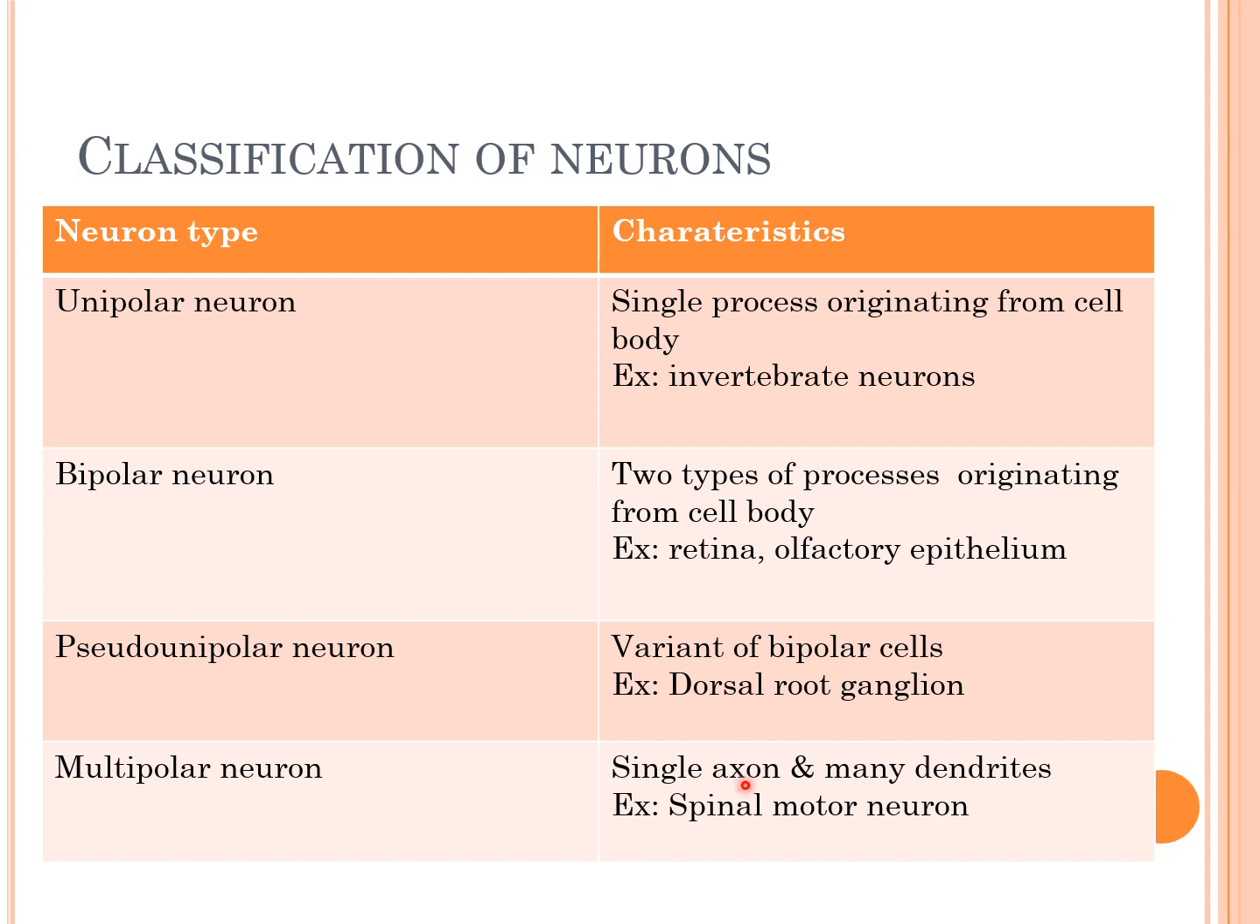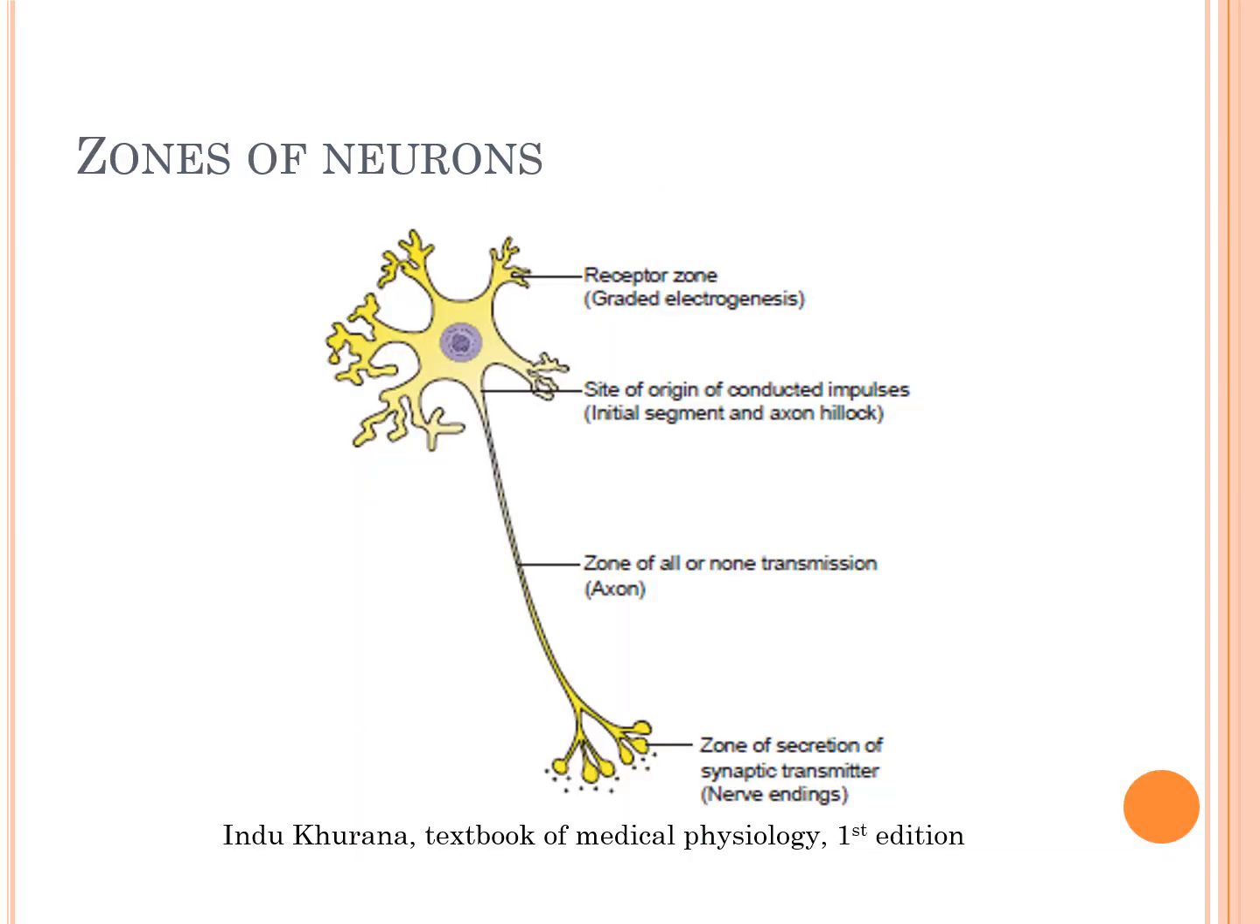Multipolar neuron: there will be a single axon but many dendrites, and this is seen in the spinal motor neuron as well as in the pyramidal cells of the hippocampus and Purkinje cells of the cerebellum. There are many multipolar neurons present in the central nervous system.